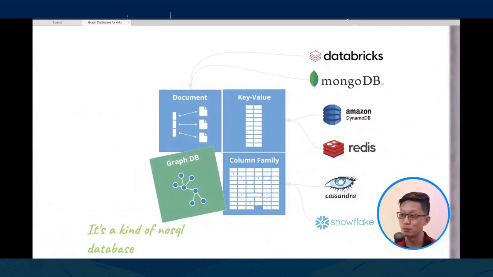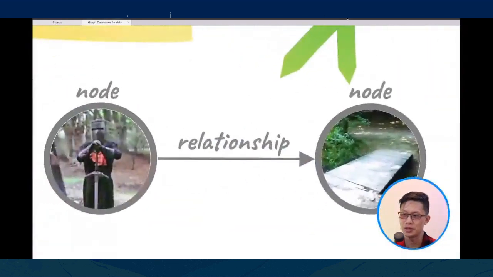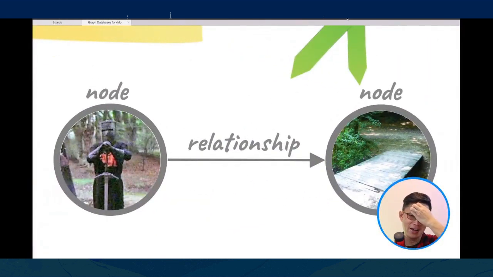Okay, so in broad terms, they are a type of NoSQL database, alongside document, key value, and column family databases. And here on the right, I've listed some of the many famous companies and services that are available for these other NoSQL options. Now, what makes a graph database different than these other data stores is how the relationship data is stored, right? So we've got two main things in a graph database. We've got nodes and we've got relationships.